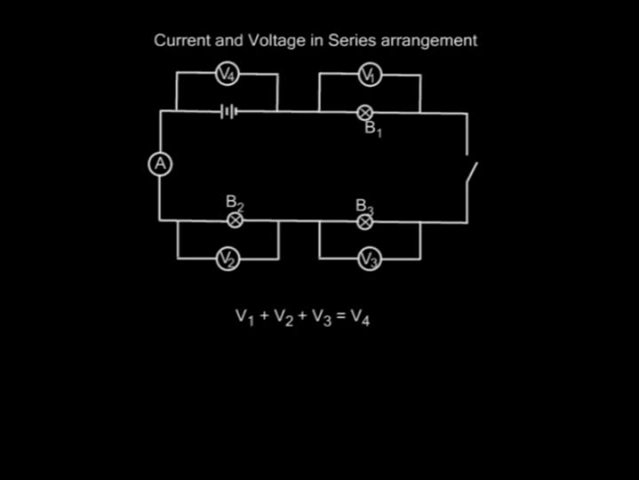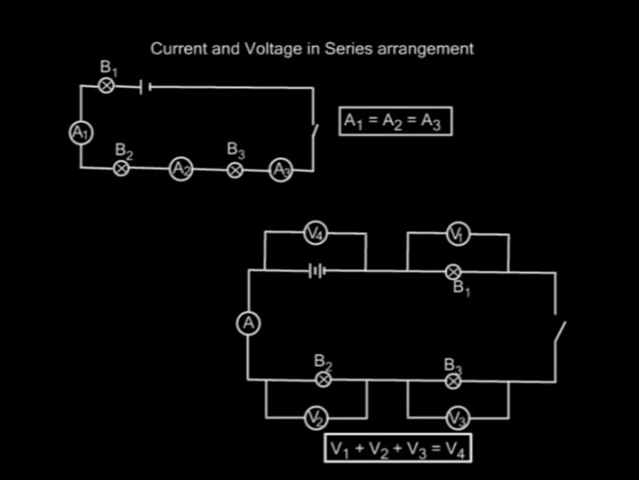In conclusion, in a series arrangement, the same current flows through each component, but the sum of the voltage drops across the components is equal to the supply voltage. Therefore, in a series connection, A1 is equal to A2 and is equal to A3. At the same time, V1 plus V2 plus V3 is equal to V4.